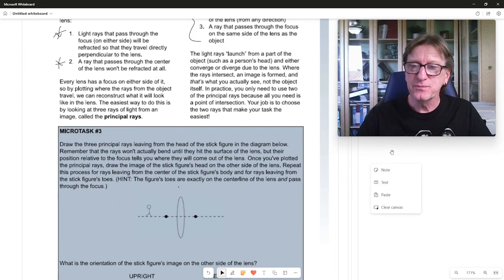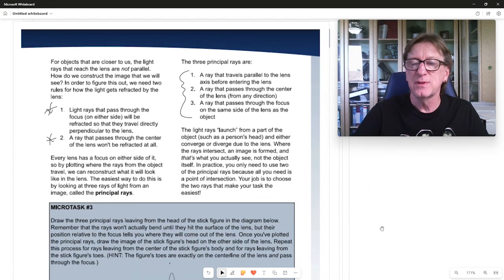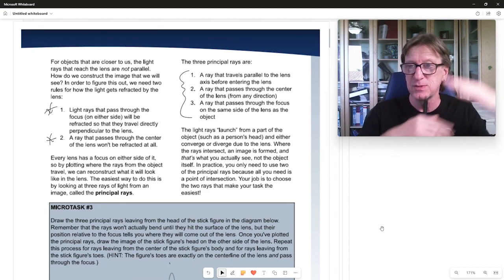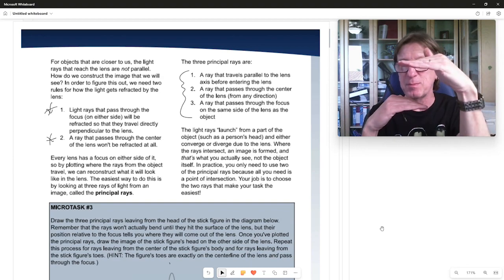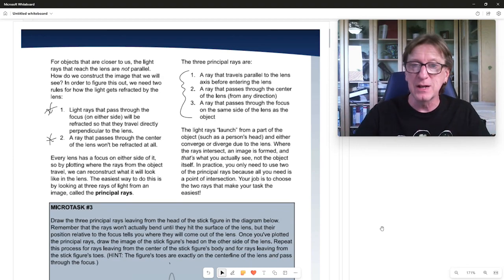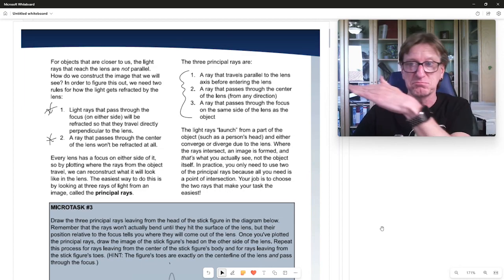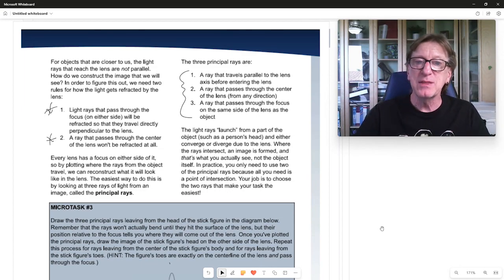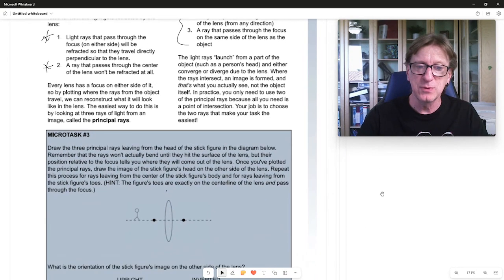So here are our rules for determining our three principal rays. There are three rays that I can draw that will determine everything about the image. I can have a ray that travels parallel to the lens axis. So that's what we were talking about. It's coming in parallel, then we know that that's going to get refracted through the focus. I can have a ray that passes through the center, straight on through. I can have a ray that passes through the focus on the same side of the lens as the object. And so those were those three cases that we drew here.